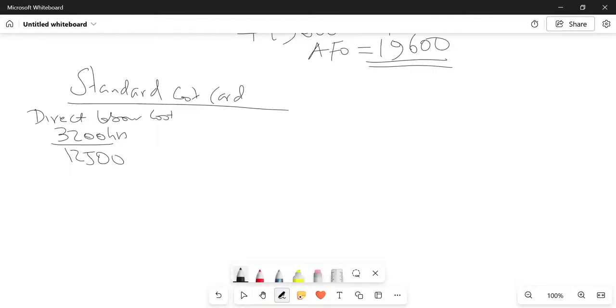So this will be the number of hours per unit times, have they given me the standard rate per hour? That does not change. Is it 5,000? 7,000. I don't want that figure. I don't want it. All shillings, I don't want it.